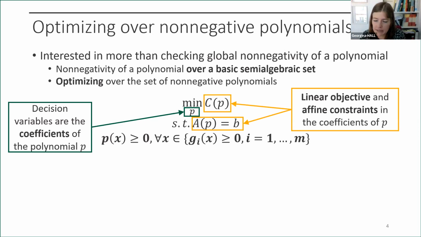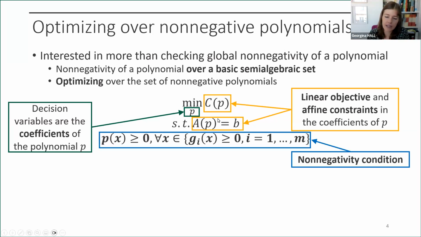Then we have an objective, which is linear in the coefficients of p. So if the coefficients of p are, say, p1, p2, p3, this is a linear function in p1, p2, p3. And then we have a first set of constraints, which is affine in the coefficients of p. And we have this last constraint here, which is the one that makes it complicated. It's this non-negativity constraint. On top of requiring certain affine relationships between the coefficients, we're also requiring that the polynomial itself be non-negative for any x within this set described by other polynomials gi, so gi of x is greater or equal to 0 for i equals 1 through m.